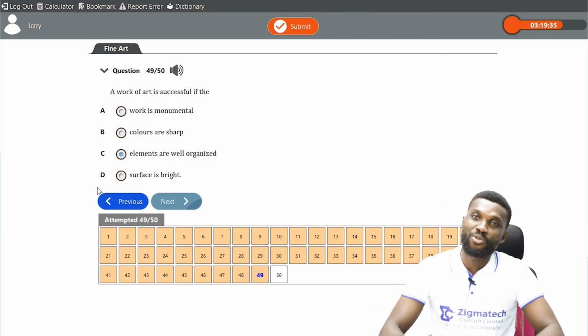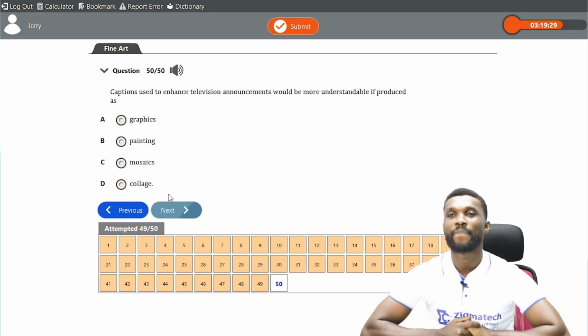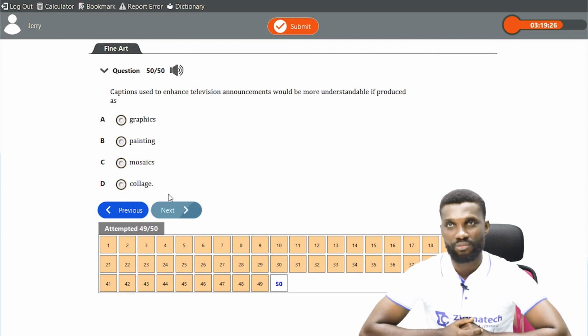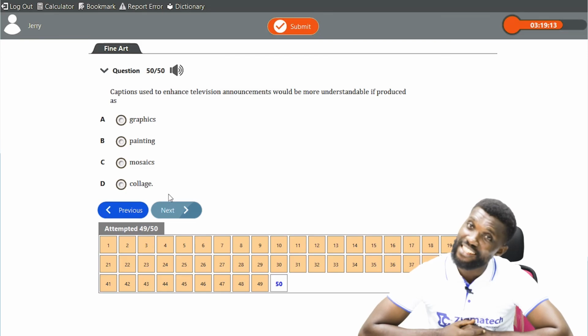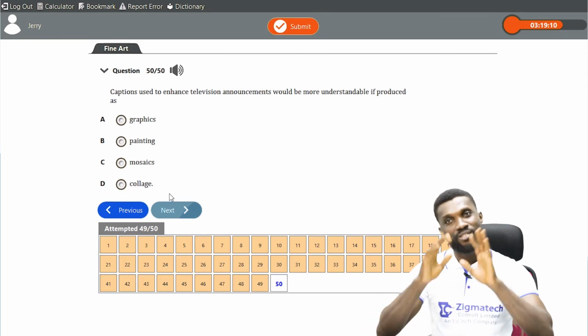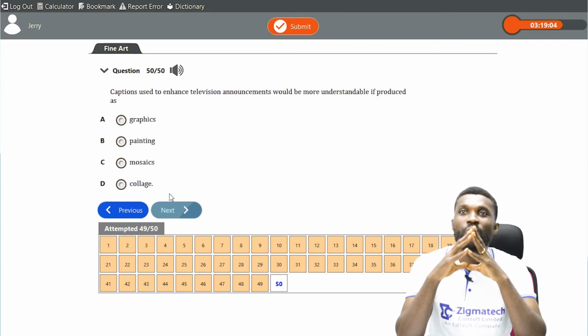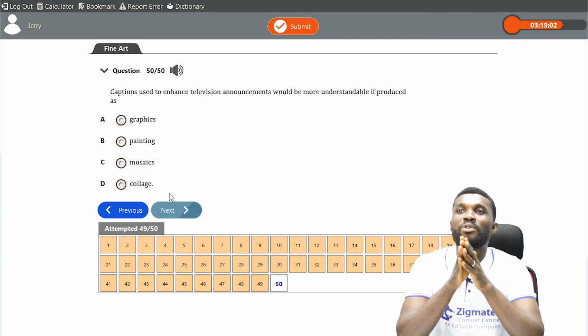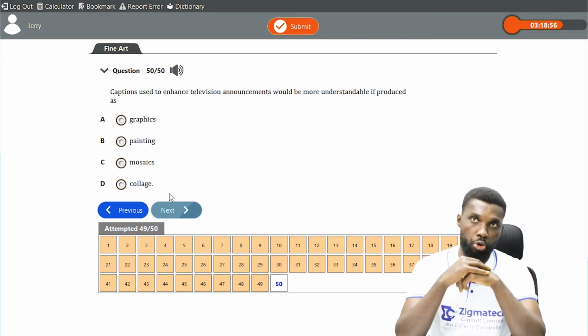Okay, so now that takes us to our final question for today, which is question number 50. Captions used to enhance television announcements will be more understandable if produced as A, graphics, B, painting, C, mosaic, and D, collage. Let's take this again. Captions used to enhance television announcements would be more understandable if produced as painting? Really? No. Mosaic? Really?